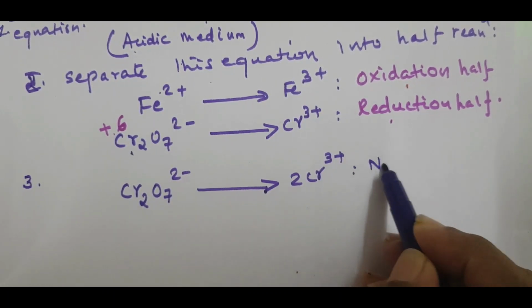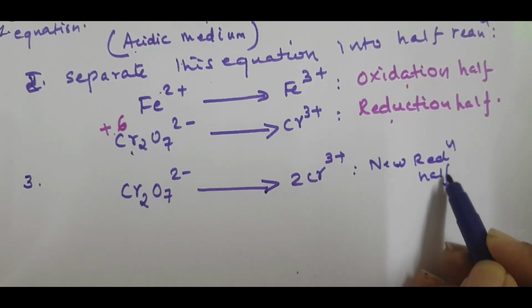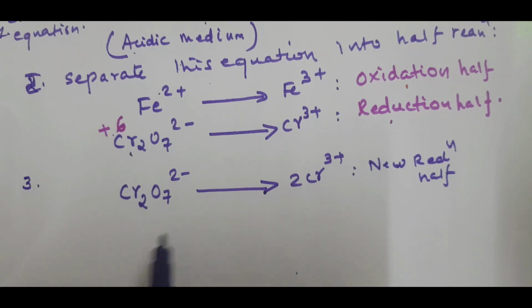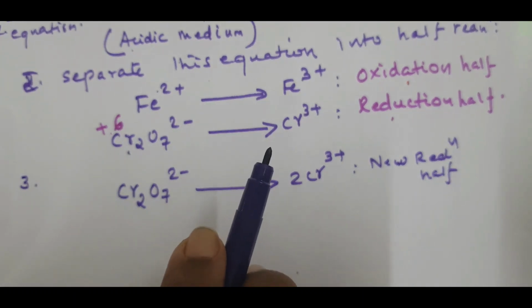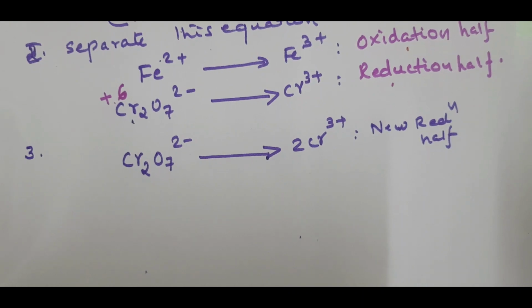So the new reduction half reaction. Correct. The new reduction half reaction. Clear? Okay. Now what happens? Since they are telling us this reaction happens in the acidic medium, you have to add water in order to balance the oxygen atoms and H+ to balance the hydrogen atoms.